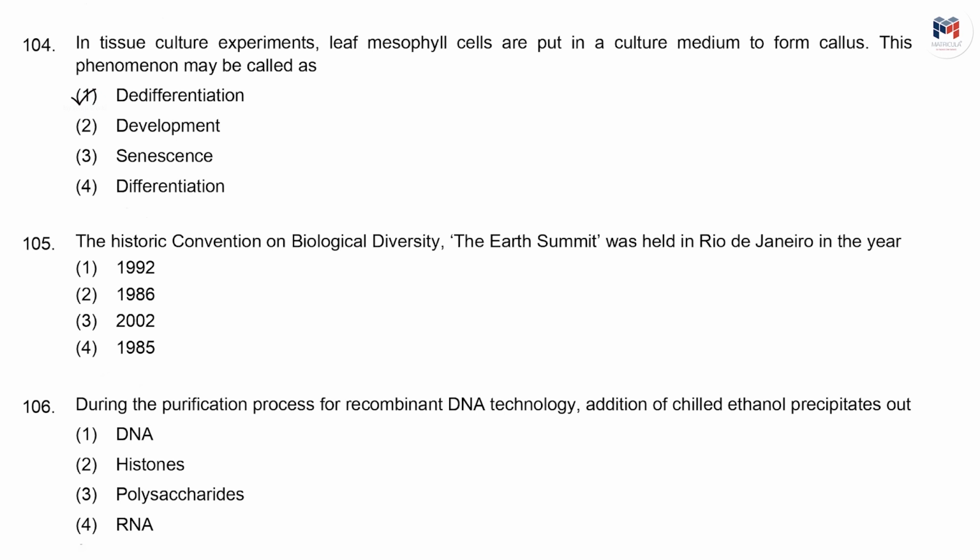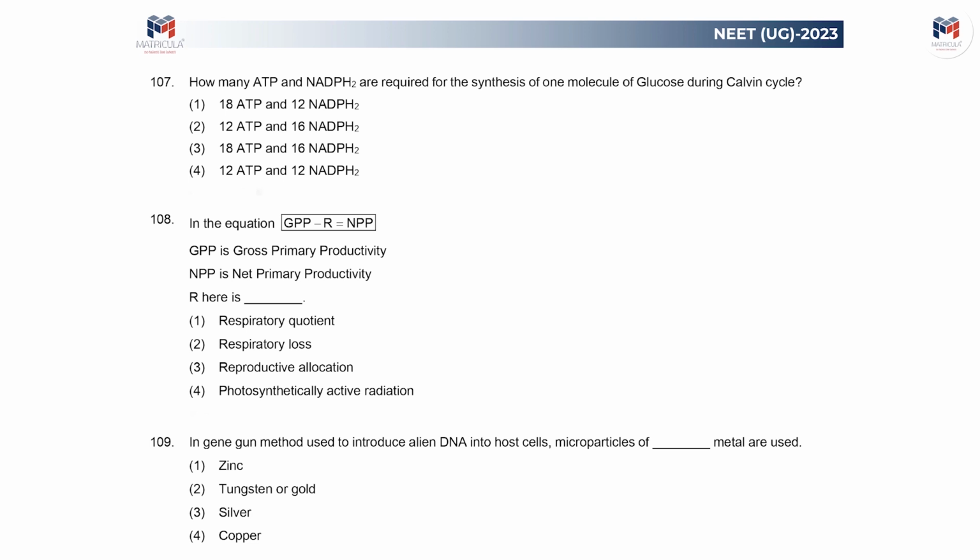Question number 105. The historic convention on biological diversity, the Earth Summit, was held in Rio de Janeiro in the year. The answer is option 1, 1992. Question number 106. During the purification process for recombinant DNA technology, addition of chilled ethanol precipitates out. The answer is option number 1, DNA. Question number 107. How many ATP and NADPH2 are required for the synthesis of one molecule of glucose during Calvin cycle? The answer is option 1, 18 ATP and 12 NADPH2.